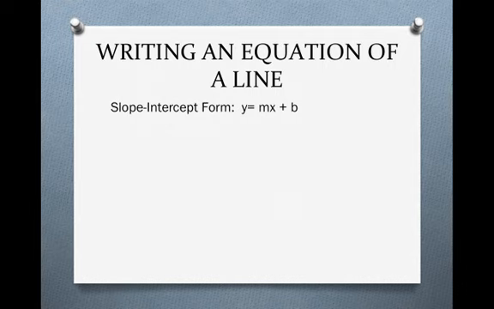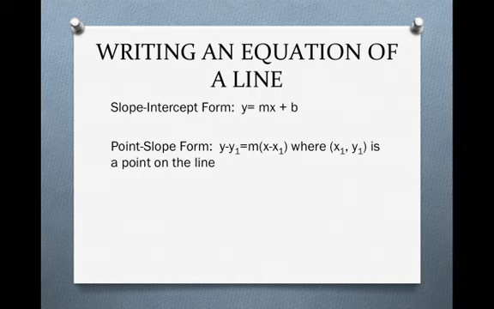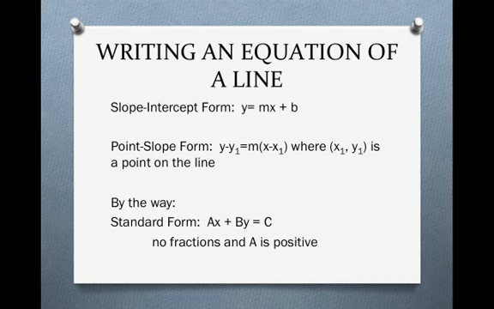Slope-intercept form, if you will recall, is y = mx + b, where m is the slope and b is the y-coordinate of the y-intercept. Point-slope form is y - y1 = m(x - x1), where (x1, y1) is a point on the line, and again, m is the slope. And by the way, it's not on your notes. You might want to write it somewhere.